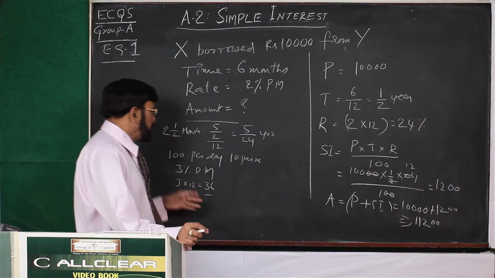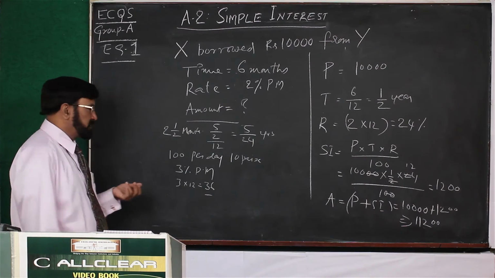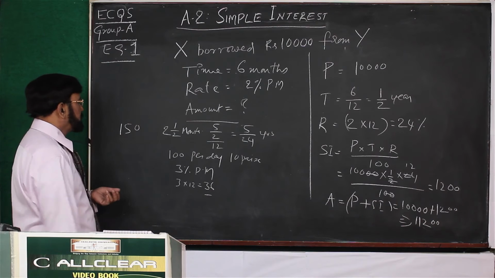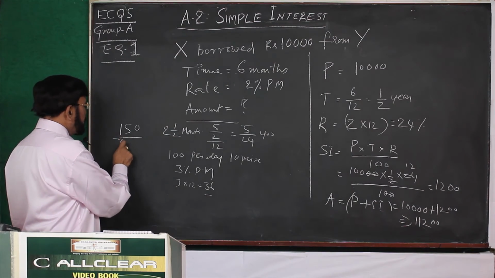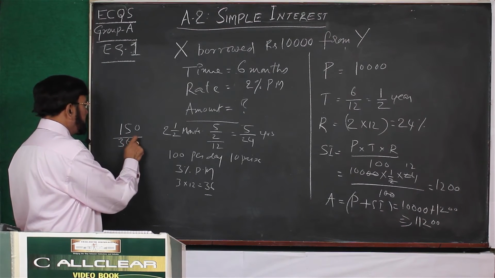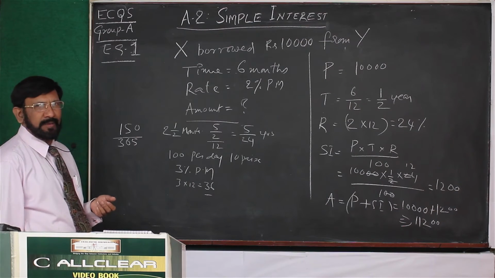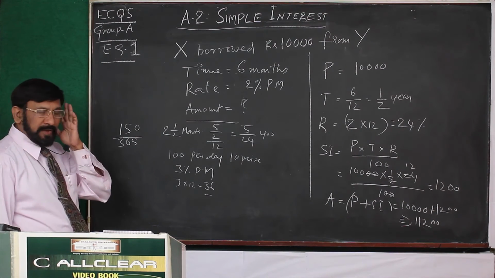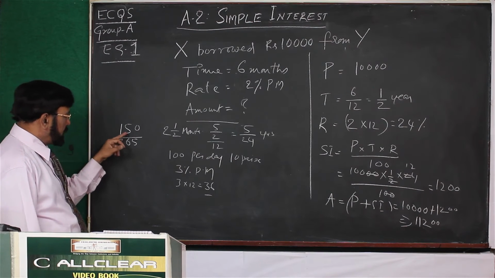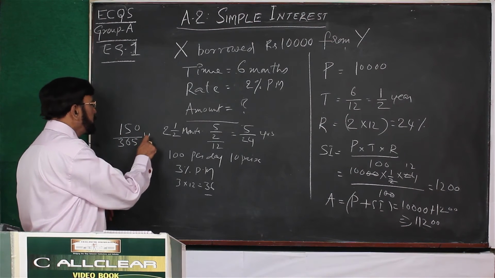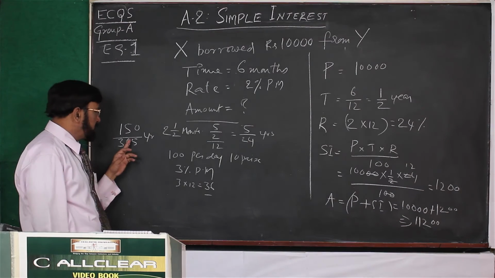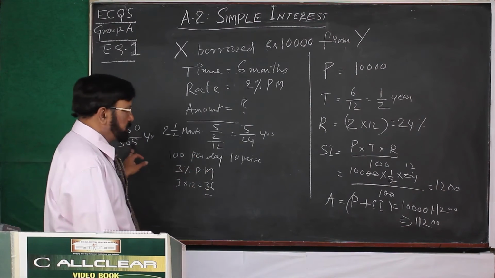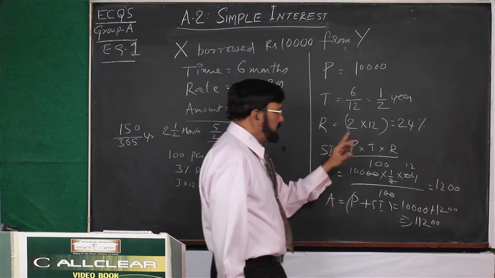Then in such a way, sometimes you may be given dates. Now the time is 150 days. Then 150 by 365, like this you may be given. Then it is 150 by 365 here. That should be substituted here.